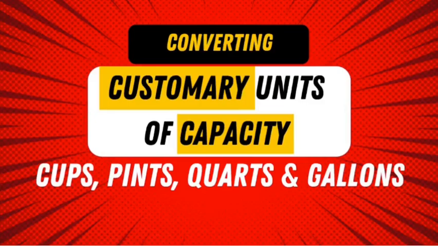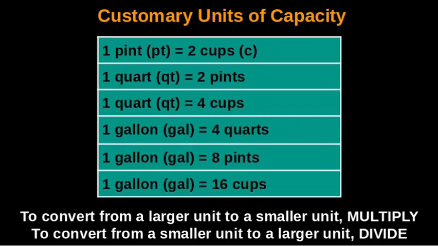Hi, in this video we're going to take a look at customary units of capacity and how to convert from one unit to another. So these are the customary units of capacity and the relationship with each other. To convert from a larger unit to a smaller unit, you need to multiply, and to convert from a smaller unit to a larger unit, you need to divide.